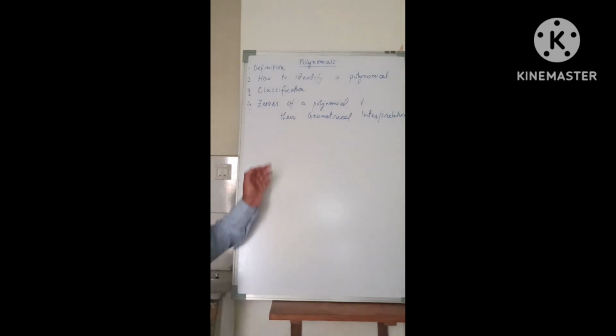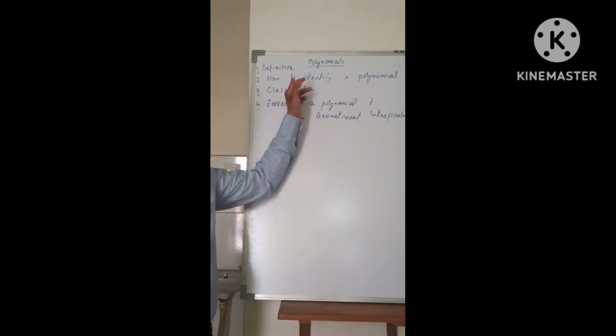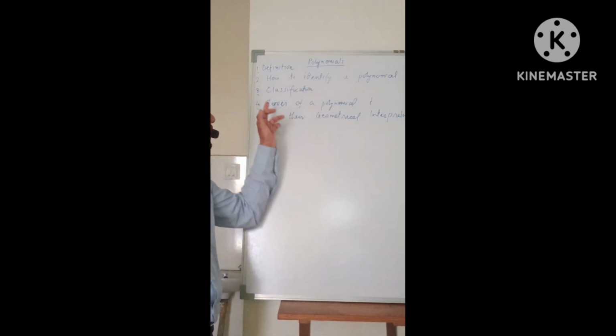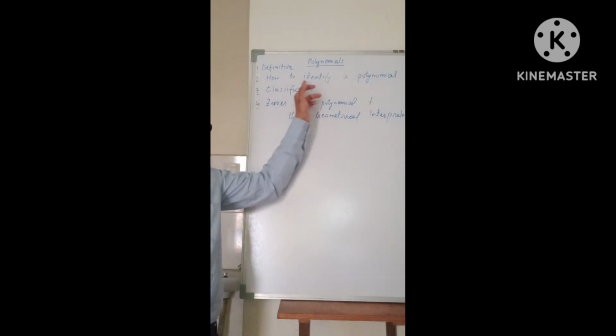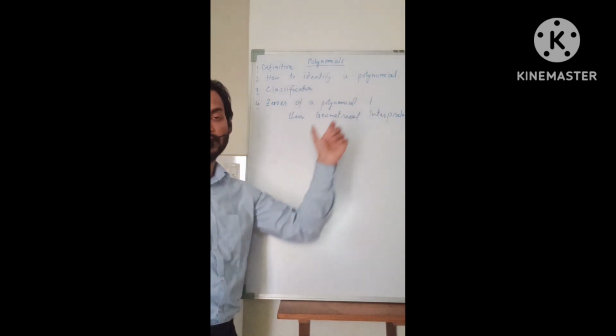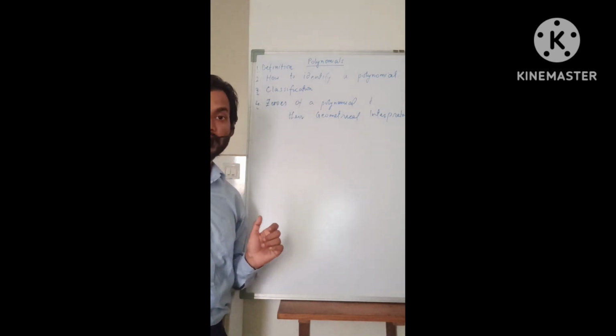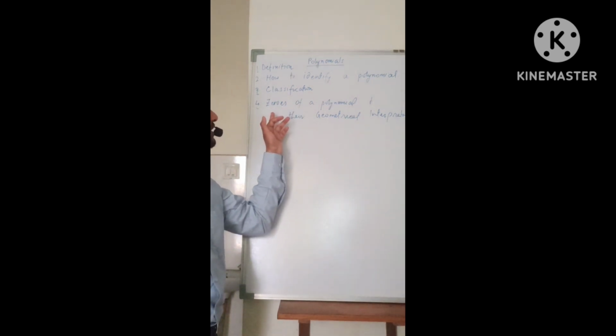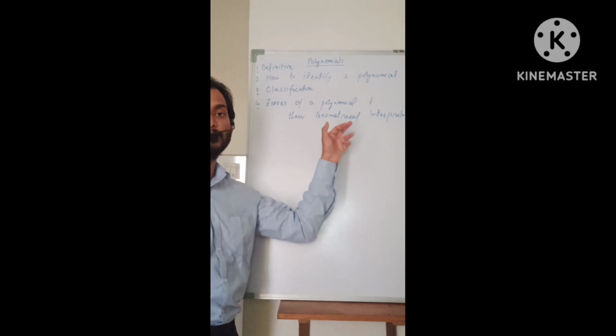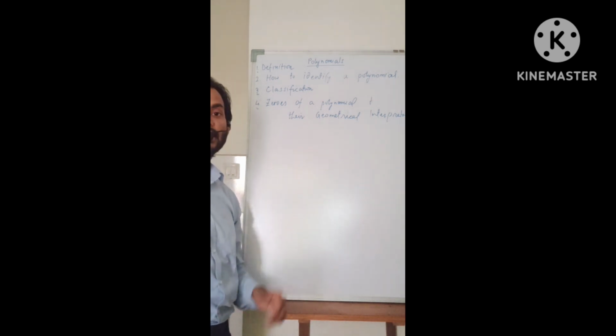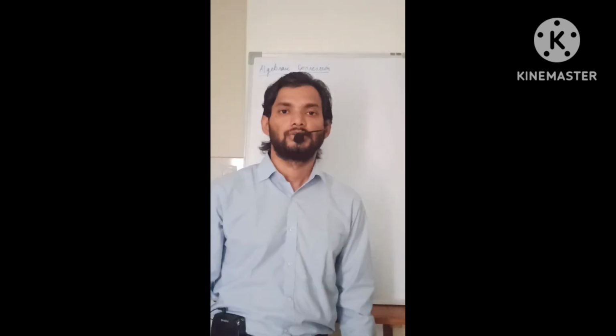At the very first outset, let me set the agenda for how I will be going further in this demo video. First we'll learn the definition of polynomials, the meaning. Then we'll also understand how to identify a polynomial. Then we'll have the different classifications of polynomials, and finally we'll understand the zeros of a polynomial along with their geometrical interpretation. So let's understand about polynomials.